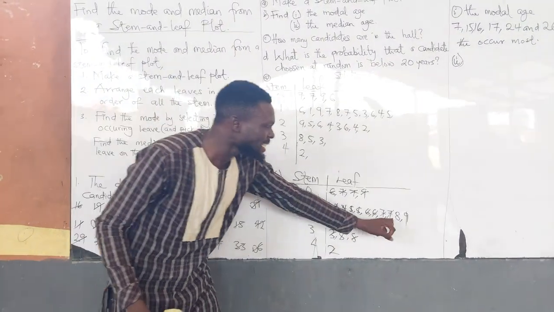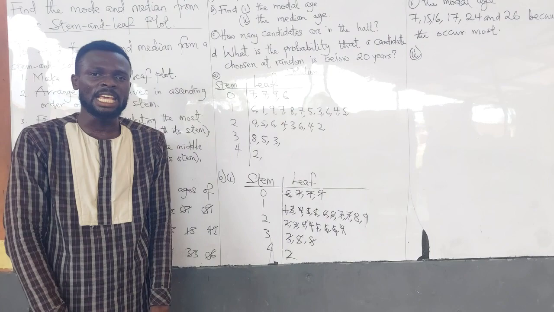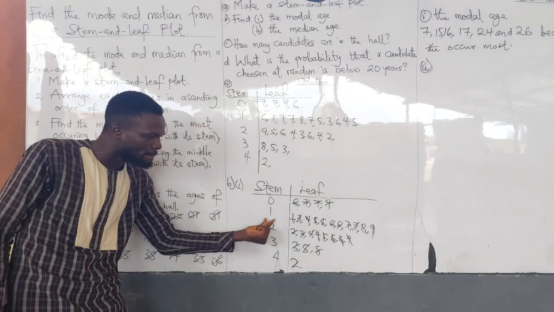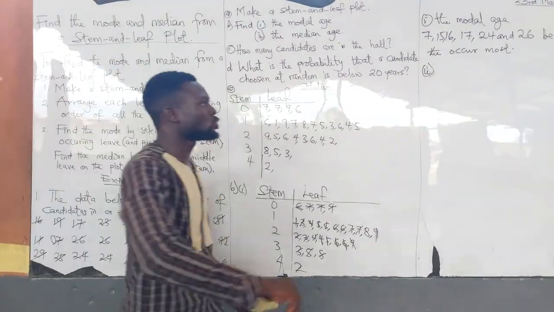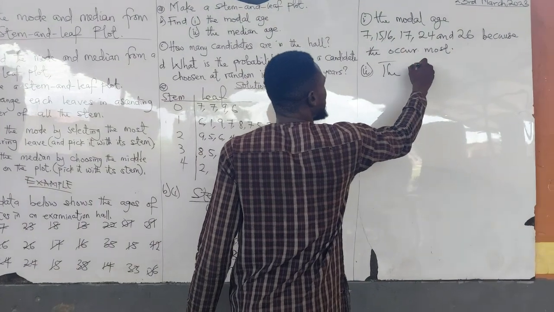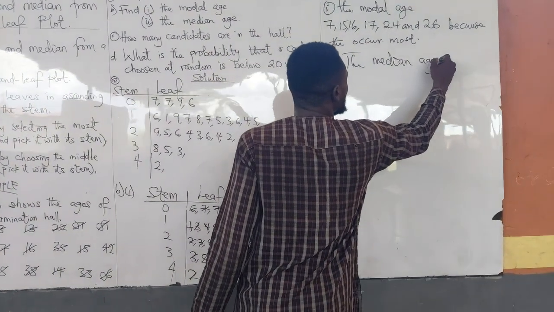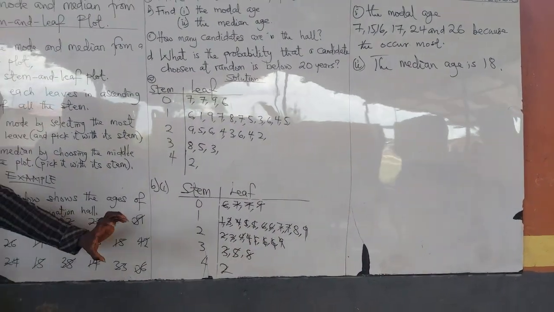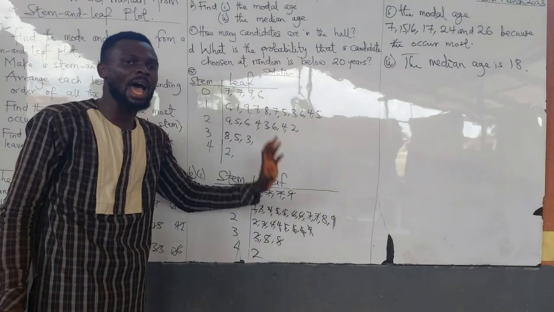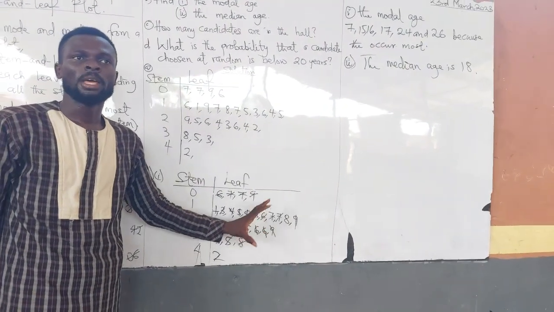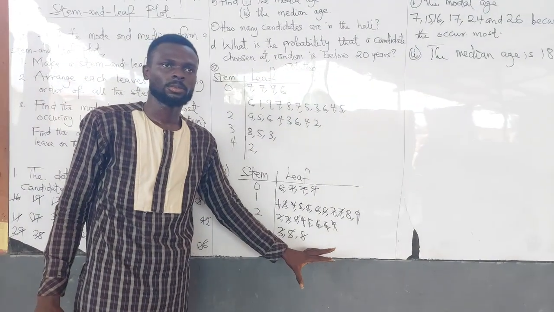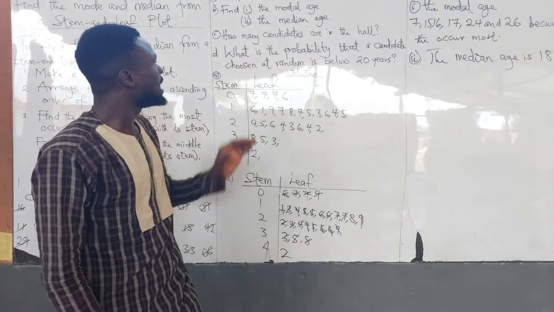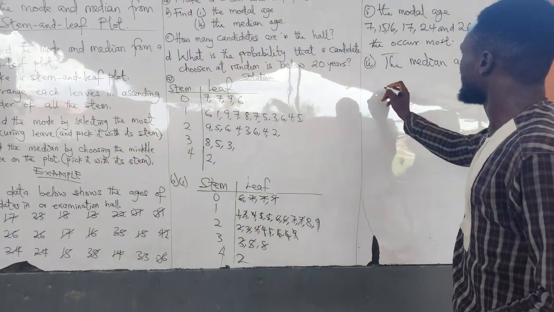But remember, this 8 is not standing alone. It's a leaf. So for me to get the median, I'll pick the 8 with its stem, which is 18. So the median age is 18. And that gives you the median age. And this is how we solve for median. Let's look at the next one, C.